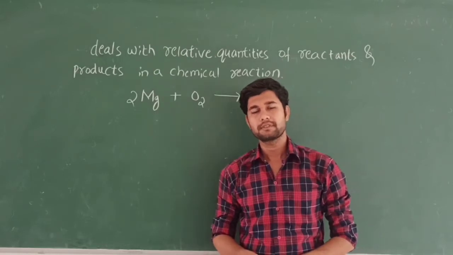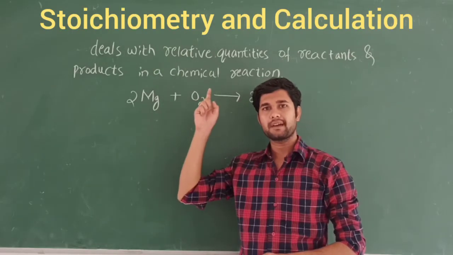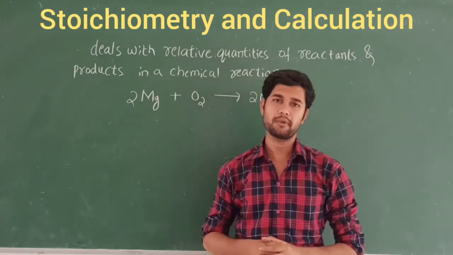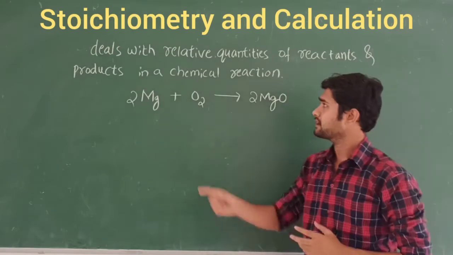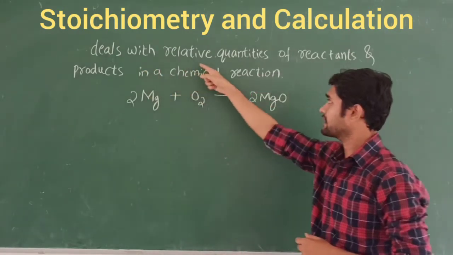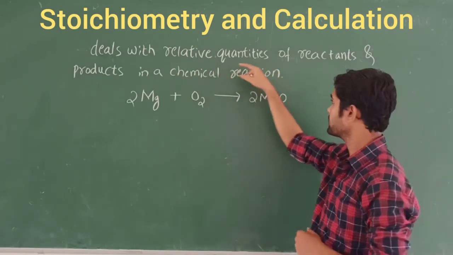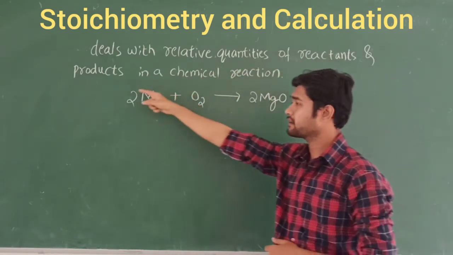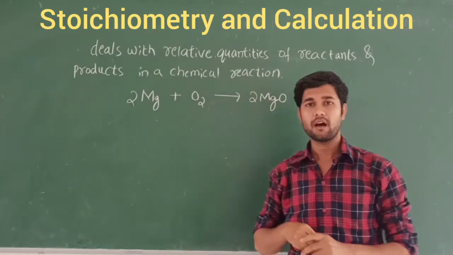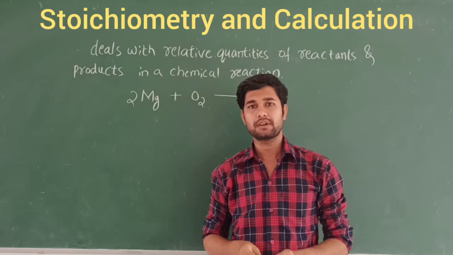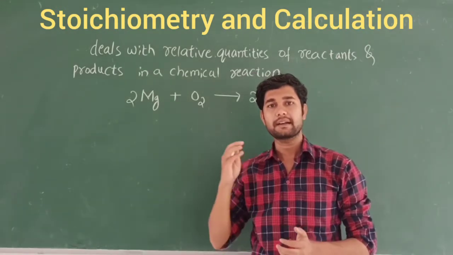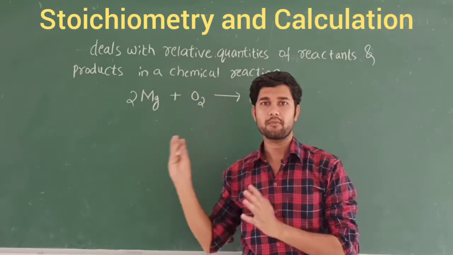Let's continue with the topic of stoichiometry and its calculations. So what does stoichiometry mean? It is a branch of chemistry that deals with the study of the relative quantities of reactants and products in a chemical reaction. Or else I can say it is the study of a chemical reaction and the calculations related to it. So that is called stoichiometry.